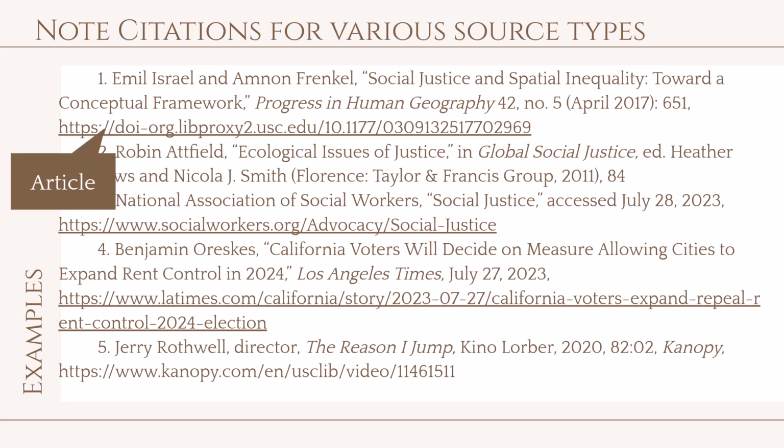This slide shows various source types and what elements would be included. The first note is a journal article. The article title appears in quotation marks followed by the journal title in italics. The volume and issue number are noted, month and year of publication are placed in parentheses, followed by the page location for the information cited. Since this article was accessed online, the DOI is provided, which is preferred over using the URL as it appears in the browser.